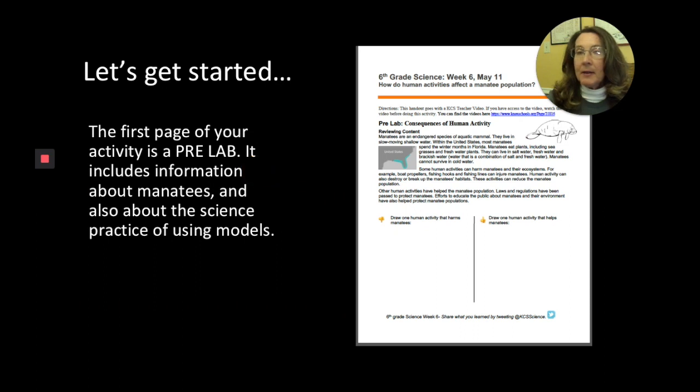So let's begin. Look at the first page of your activity handout. This is a pre-lab with information about manatees that will be useful when thinking about actions that can help or harm them. Read the pre-lab, then use the information to draw 2 pictures at the bottom of the page. You can pause the video right now and then come back to it when you have finished drawing your pictures of a human activity that harms manatees and a human activity that helps them.